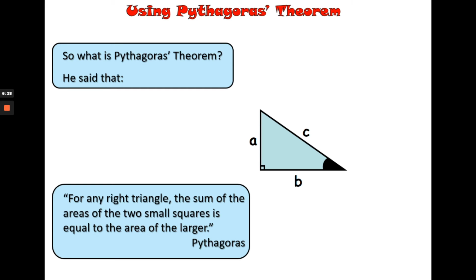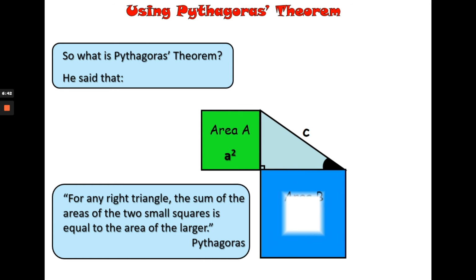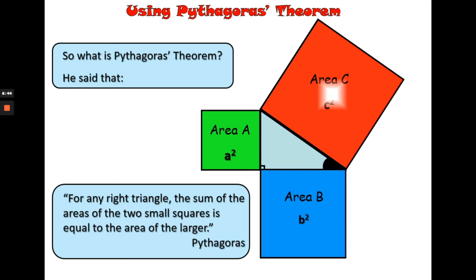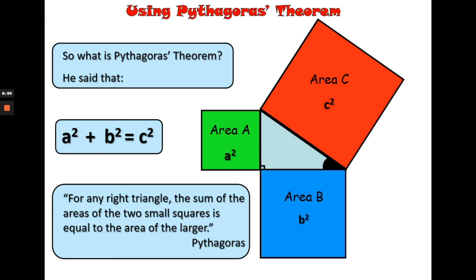So this is what Pythagoras says. For any right-angled triangle, the sum of the areas of the two small squares is equal to the area of the larger. So that means you work out A times itself, B times itself, and it will always equal C times itself. So there it is as a visual format for you. A squared plus B squared equals C squared.